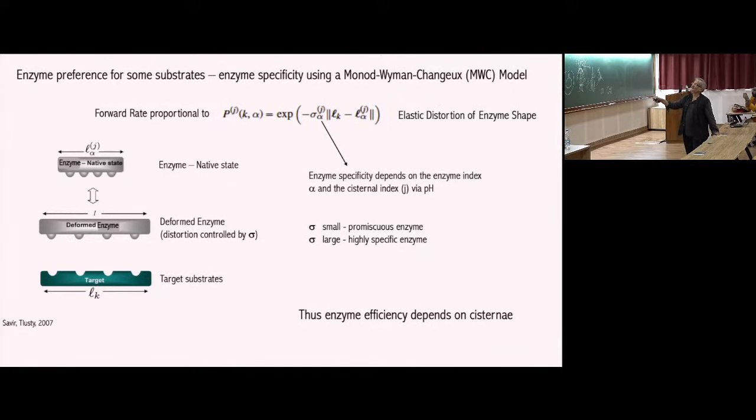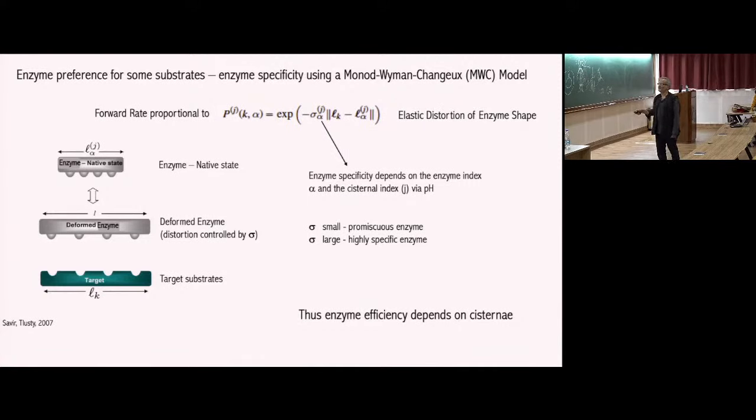So this is telling you if sigma alpha is small, it's a weak spring. Okay, so I can deform it more. If sigma alpha is large, then it's a very stiff spring, so I can't deform it. Okay, so sigma here is the specificity. So you can see that sigma characterizes specificity. Sigma is small; it's a promiscuous or non-specific enzyme. Sigma is large, it's a highly specific enzyme. Okay, so this is a nice elastic distortion model of the enzyme, which in spirit is like the MWC model.